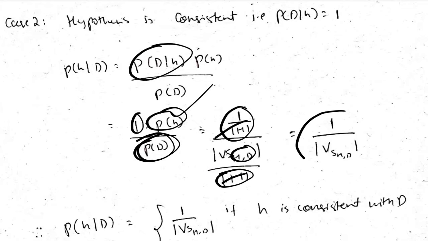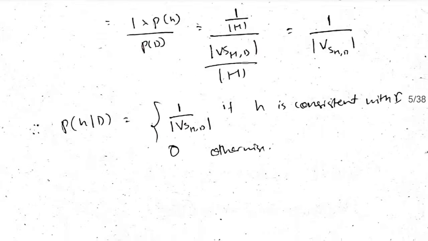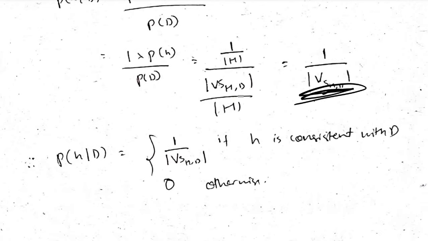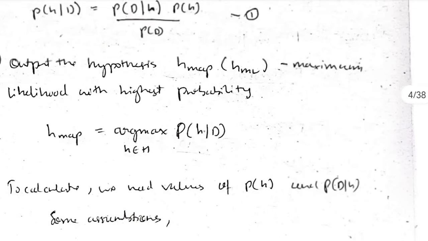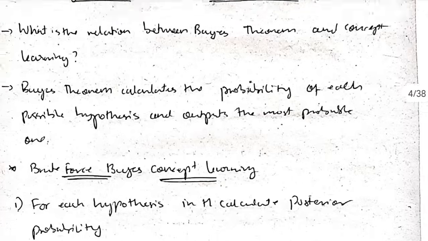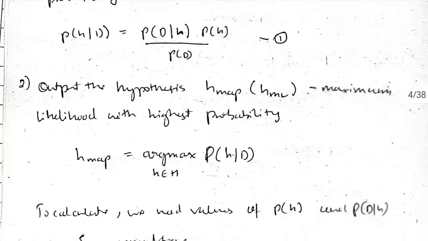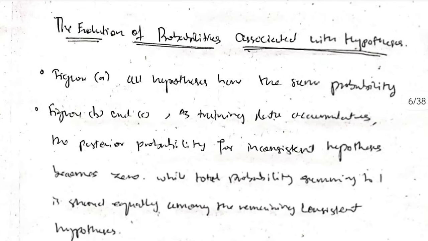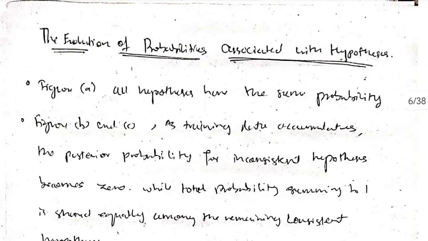H will get cancelled, we'll get 1 by version space of h comma d. So for 1 what we got, this answer. For 0 what we got, 0 only. So this is what we'll get at the final. This is what you have to write if they ask you the proof regarding the Bayes concept learning using the brute force. Okay. Moving on, we have the evolution of probabilities associated with hypothesis.